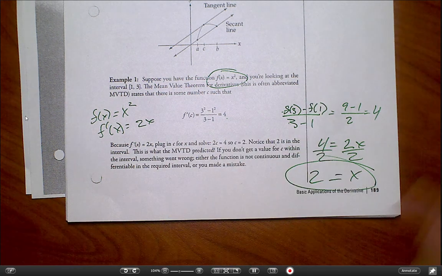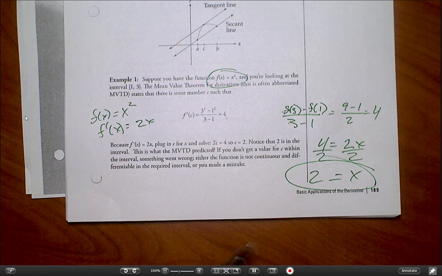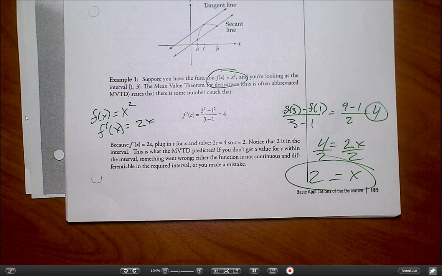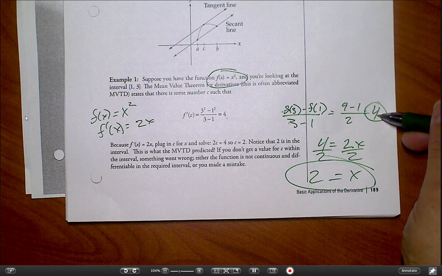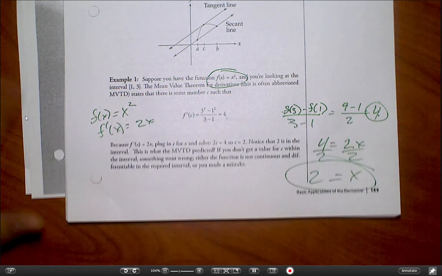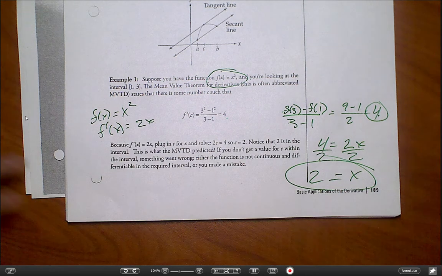For what c value does the mean value theorem hold true? So when is it going to be equal to this right here? At what value do I have that? That's basically what it's trying to get at.